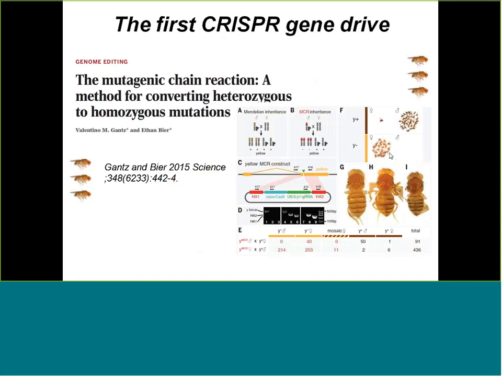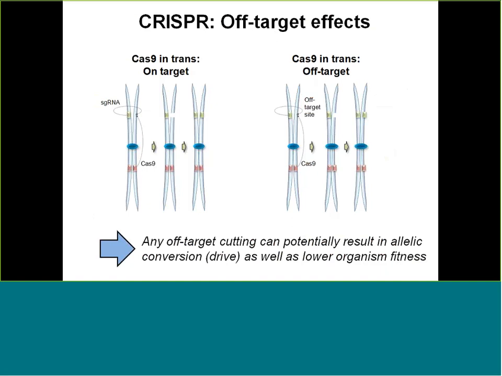And so it remains to be seen how stable this will be in long-term fly populations, and then how this will move into other disease vectors to see if we can see the same kind of thing happening in anopheline or Aedes mosquitoes.